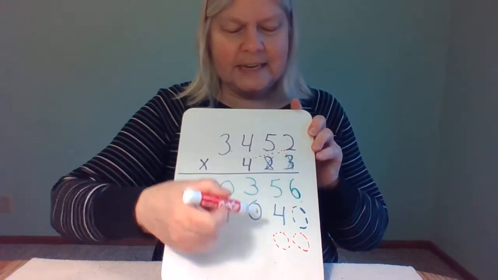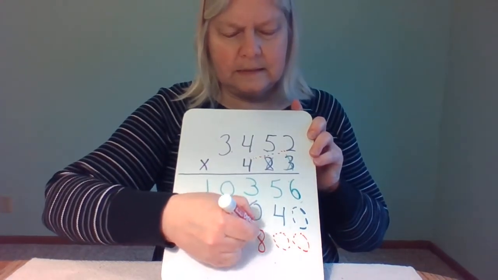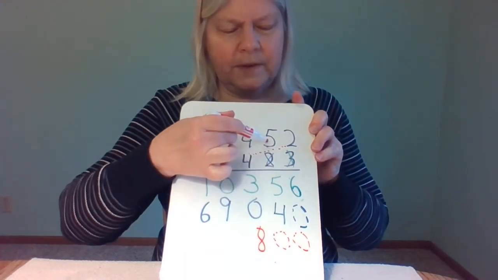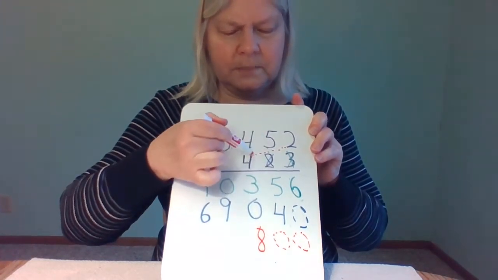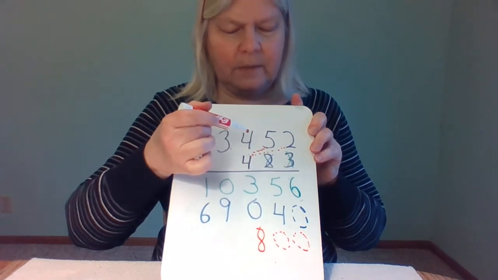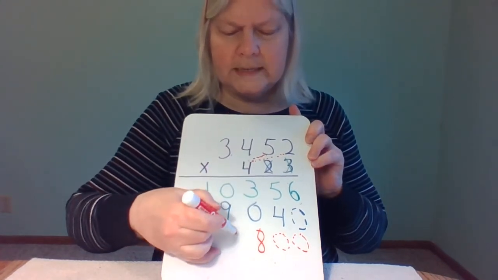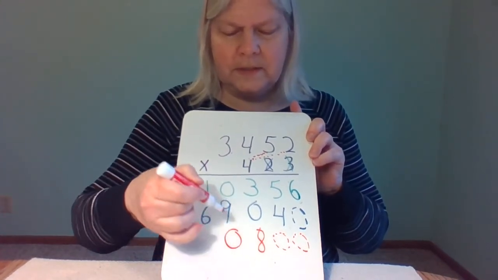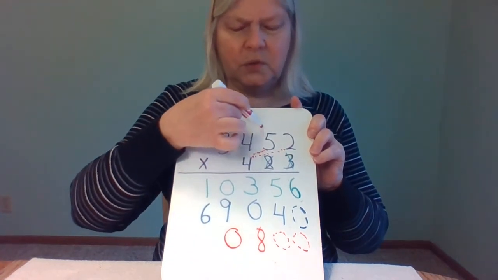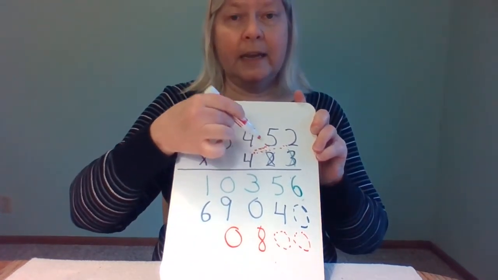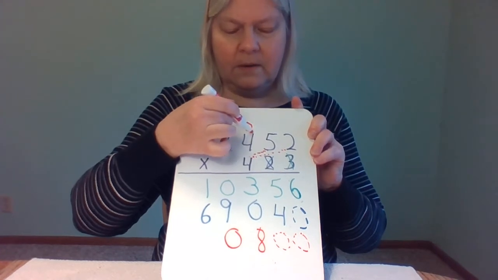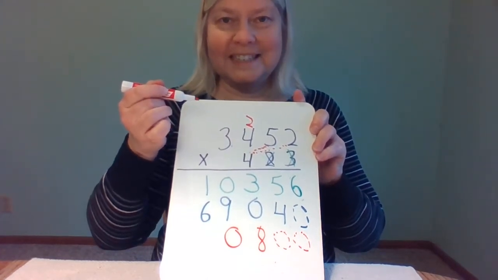4 times 2 is 8. 4 times 5 is 20. Oops, here's my dotted line. We're going to need that right now because we need to write in 20. 0 goes in there, and the 2 goes next door and upstairs to where we're working. That would be right there. That felt a little different, didn't it?